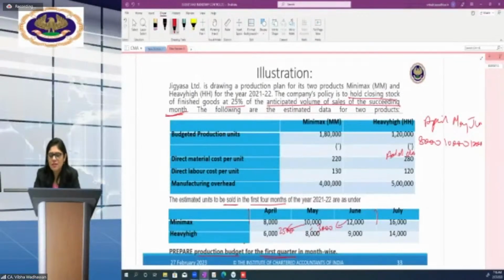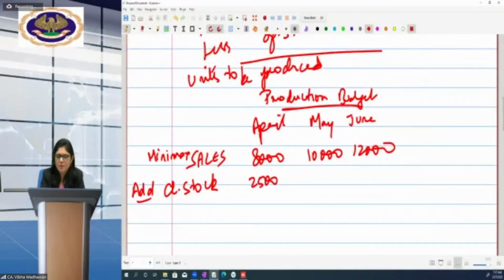All right. So closing stock of June is 25% of sales of July. I'm repeating. 25% of the sales of May will be the closing stock for April. Closing stock for May will be 25% of the sales of June. Closing stock of June will be 25% of the sales of July. All right. So it will be 4,000 for June. So the closing stocks are 2,500, 3,000 and 4,000 respectively. That is the closing stock we have calculated as per the information given in the question.